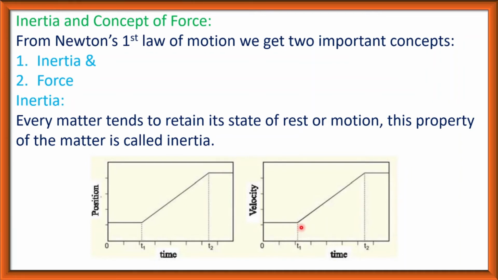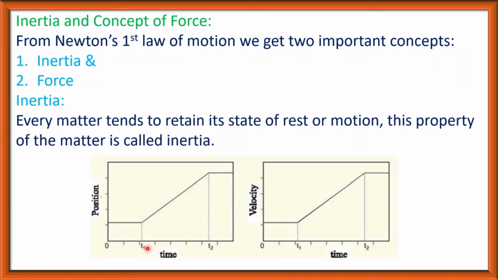so there is no force, and from t1 to t2 there is change in velocity. This is not uniform velocity. If you want to change the velocity we have to apply force. So from t1 to t2 there is force, that is, the applied force acts from t1 to t2, starting at t1 and ending at t2. After t2 there is no force.